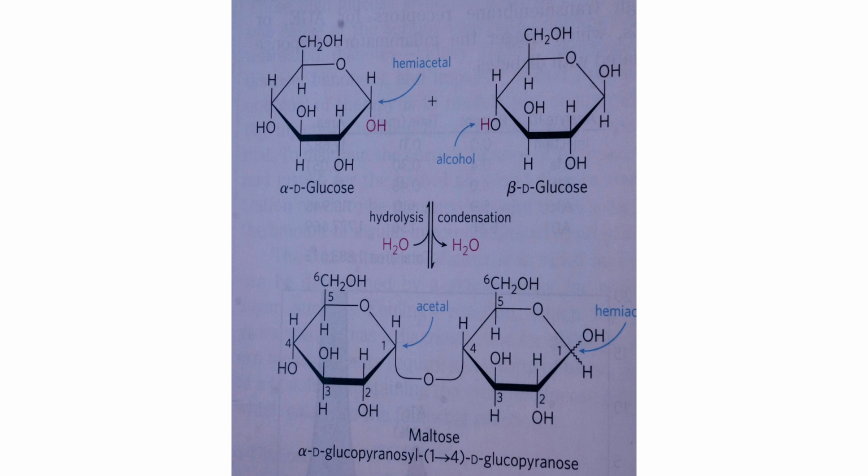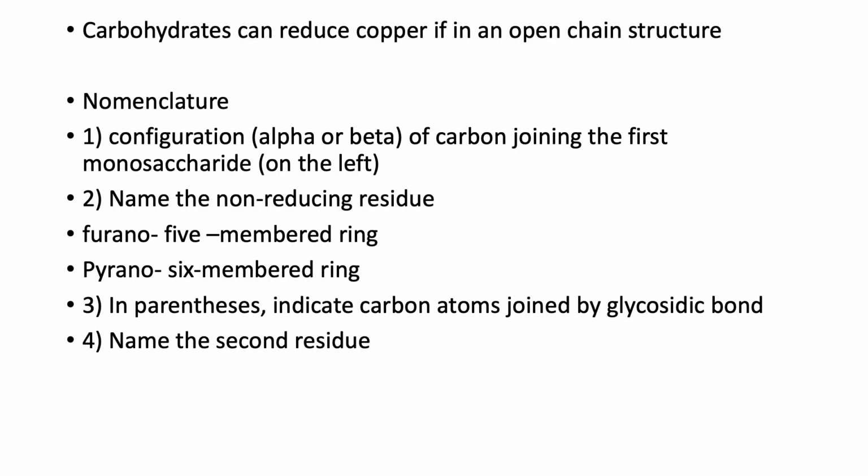You can have a linear form of this, which we'll be showing shortly, but there's elimination of water, condensation with elimination of water, or hydrolysis, where you add water, break the bond, and you get the two constituent groups. But at any rate, the oxygen being down will form here, and that'll be eliminated, and the orientation is such that the oxygen will be bonded in the alpha position of this. And this is maltose, which is a disaccharide of two glucoses. Both of these are alpha glucose and beta glucose. And in an open chain structure, they can also reduce copper.